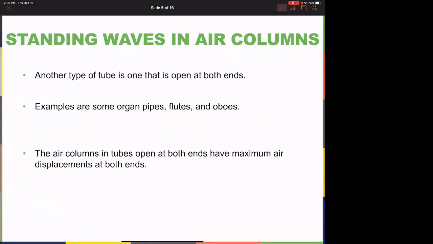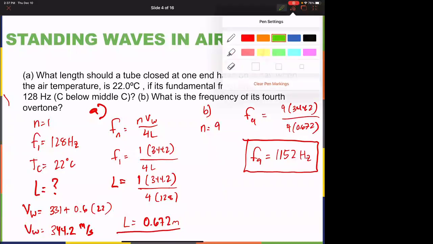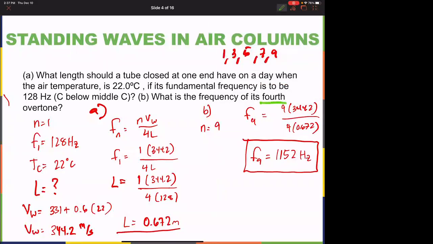Wait, I'm sorry. Could you go back? Sure. And the n equals 9 comes from where? Because it says it's the fourth overtone. So this is the first overtone. This would be the second overtone. That's the third overtone. That's the fourth overtone. This is our fundamental. Okay, cool. Thank you.